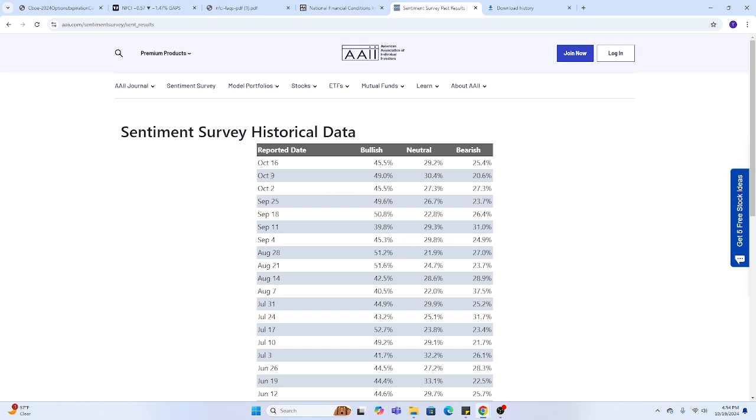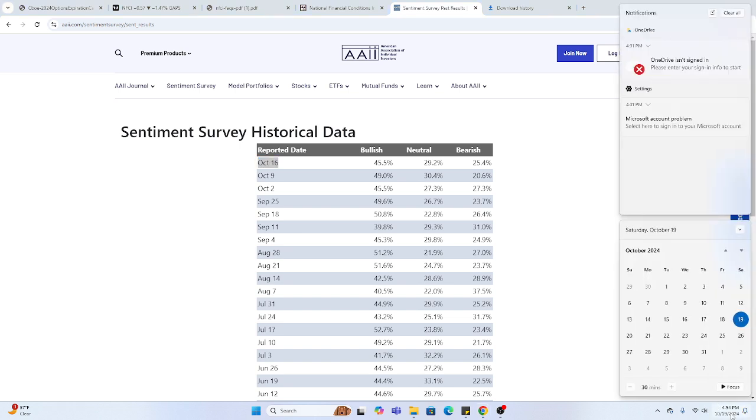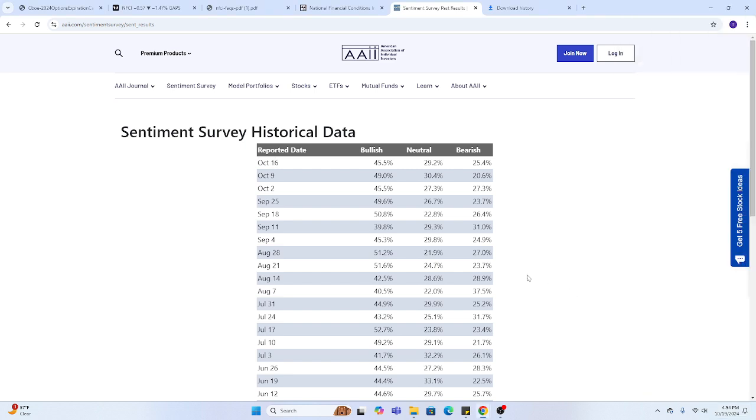This has come in handy. So the report date, October 16th, was the last one. They report every Wednesday. You can come on here every Wednesday and get a feel for what the sentiment is, according to the individuals that take the survey. So we want to look at the previous week, obviously.